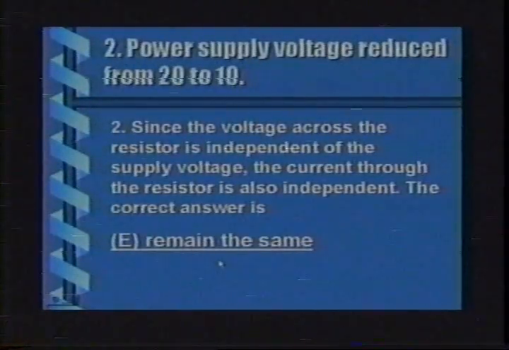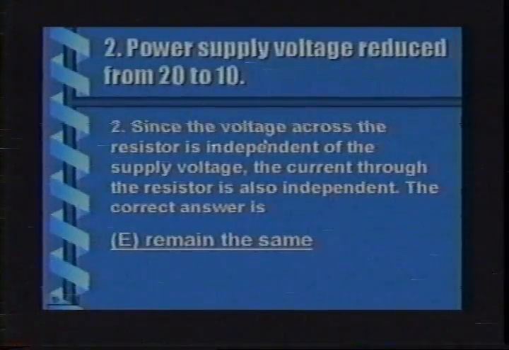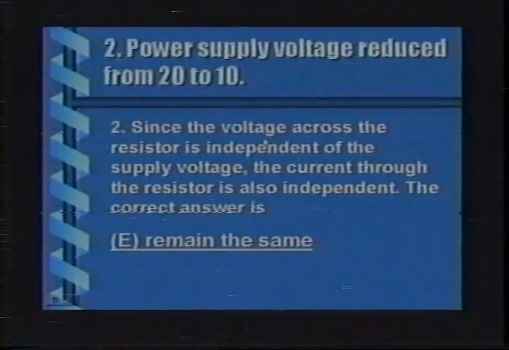Well, we really don't have to go any further than we did in the first problem. Because the voltage across the resistor is independent of the supply voltage, we found the voltage across the resistor was 4 volts whenever the transistor is on. The resistance is not changing. So Ohm's law says I equals V over R, and that won't change. If the voltage doesn't change, the current doesn't change. So the correct answer is E. The current remains the same.